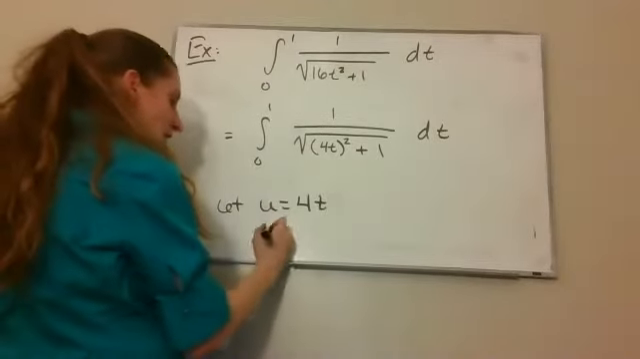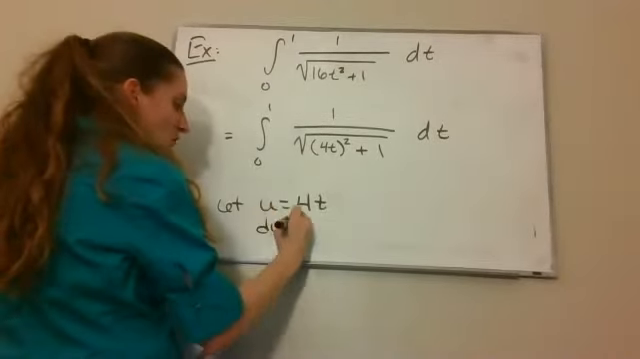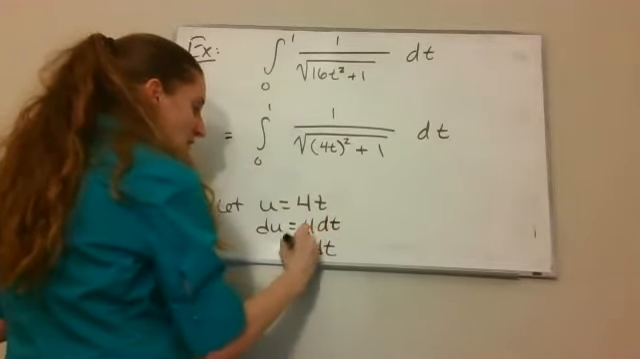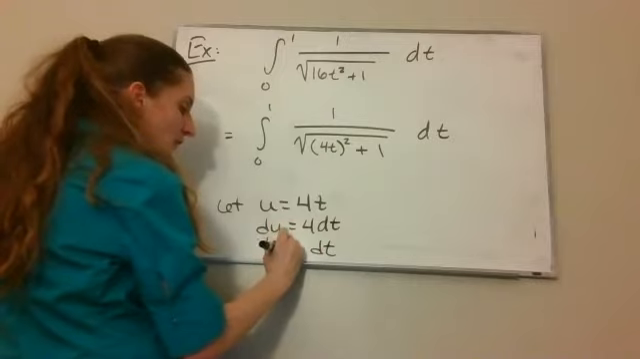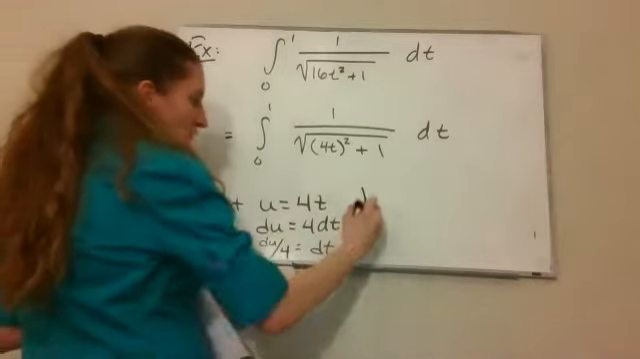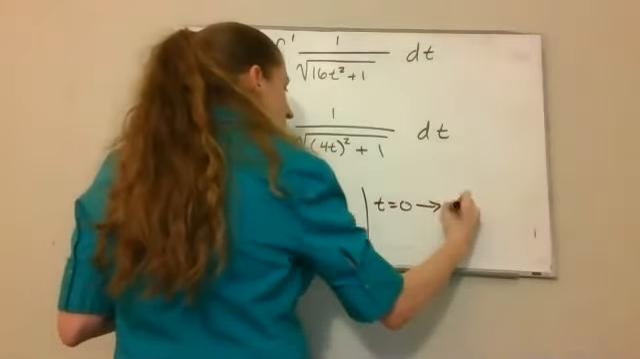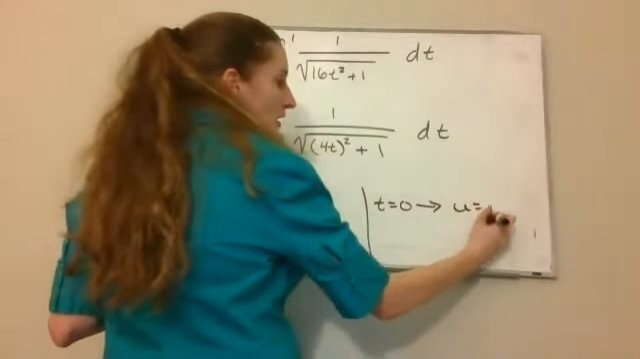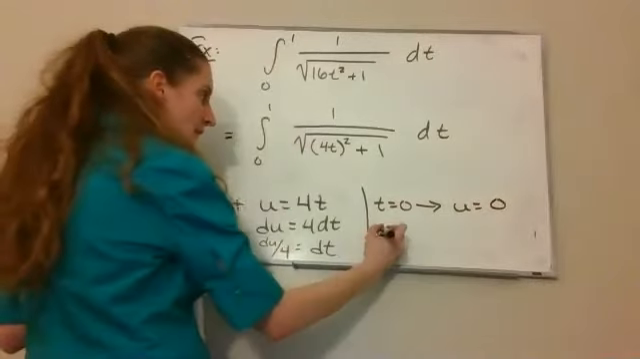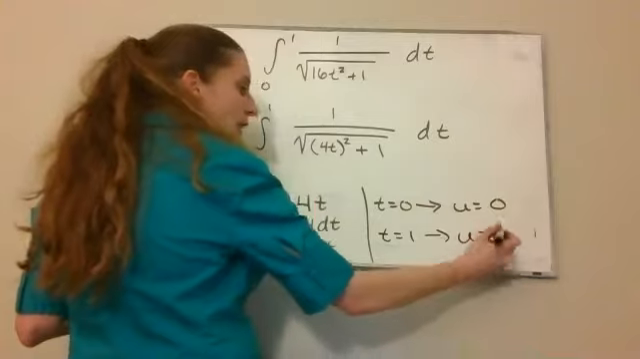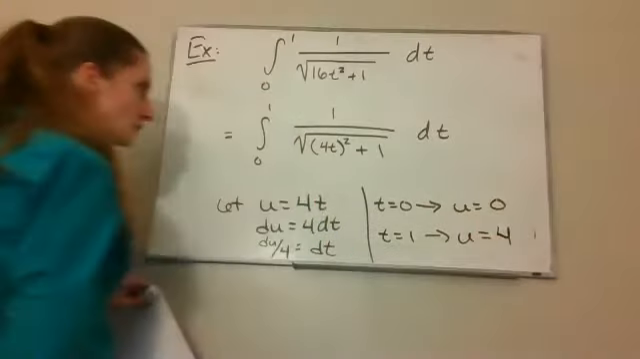So if u is 4t, then du would be 4 dt. So dt would be du over 4. And let's go ahead and change our bounds. When t is 0, we'll get u equals 4 times 0, which is 0. And when t is 1, u will equal 4 times 1, which is 4.